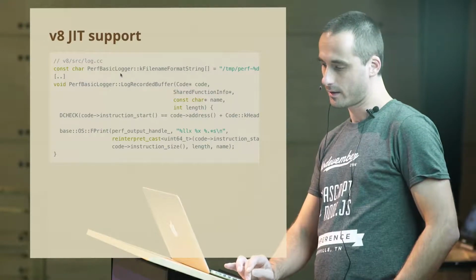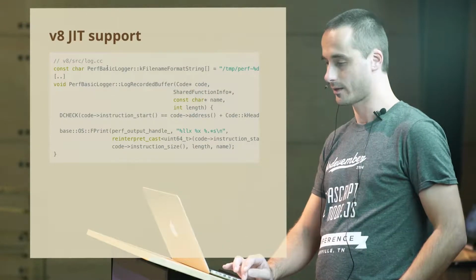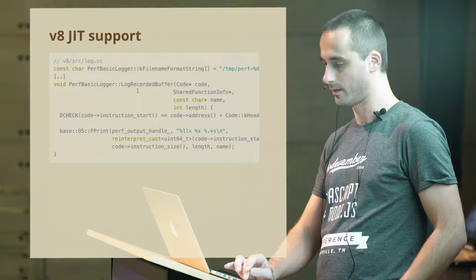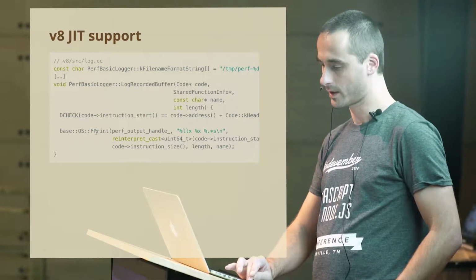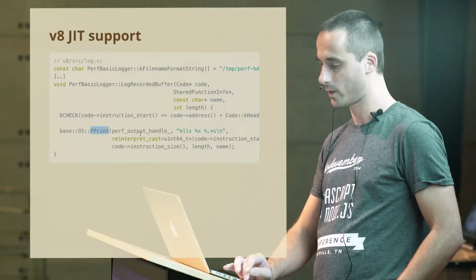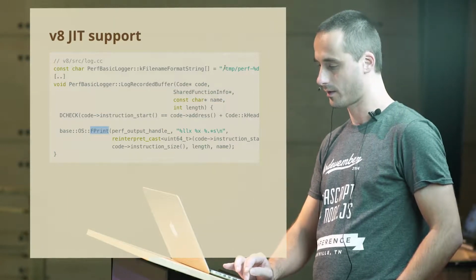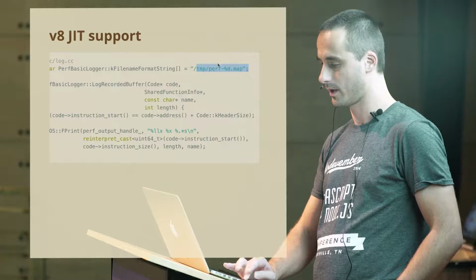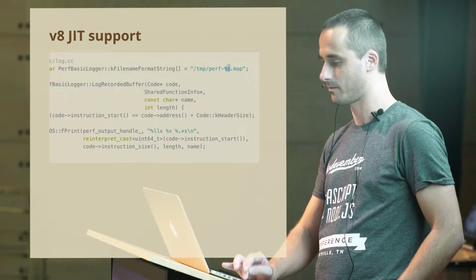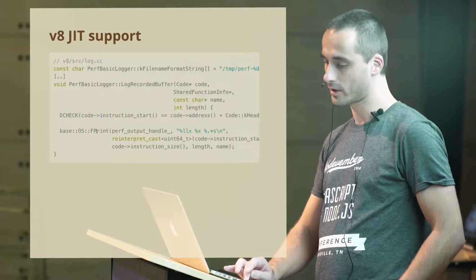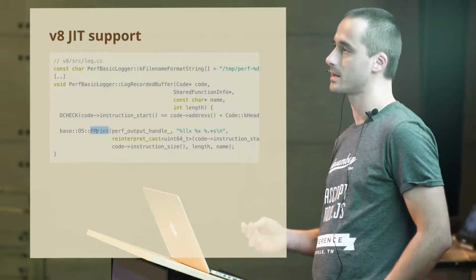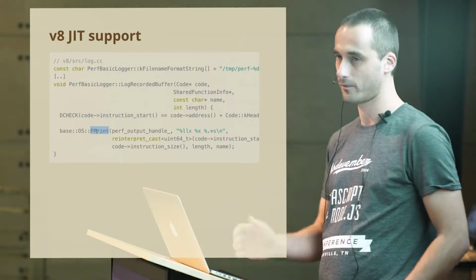So this is basically the perf JIT support right here. This is the code that makes it happen. This is taken from V8. Basically what it does is call OS::Print with this perf PID map file, and just writes to that. Unfortunately, it doesn't flush it. I guess that makes sense, because flushing would affect performance.